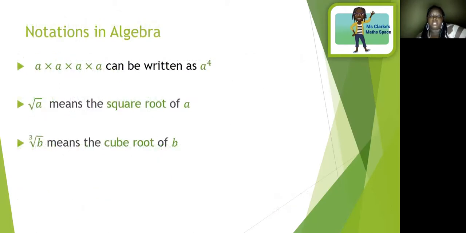Notations in algebra. Hi guys, and I'm back. The current went unexpectedly there. So I am just going to continue with where we left off.